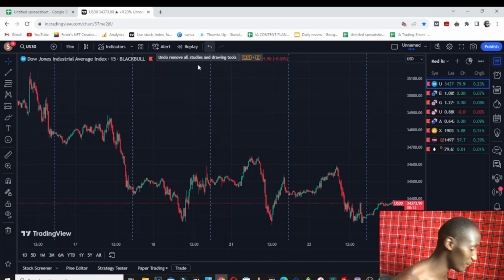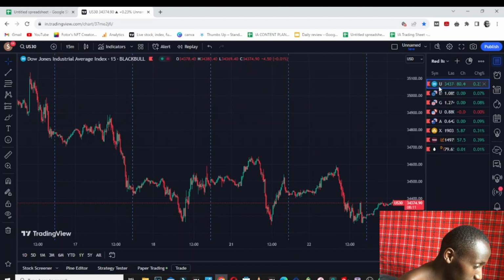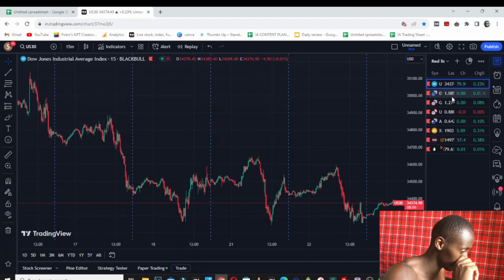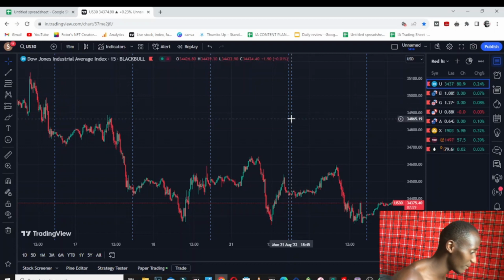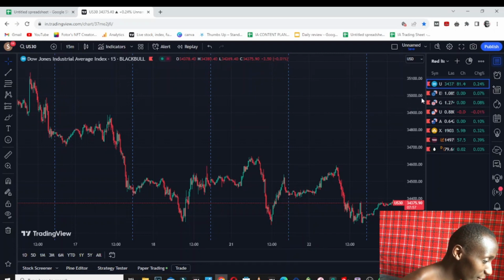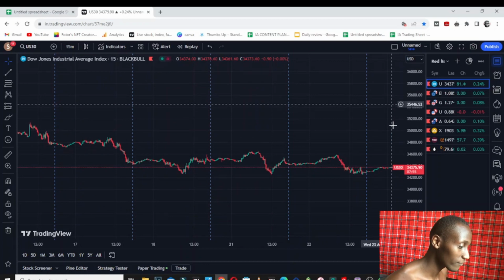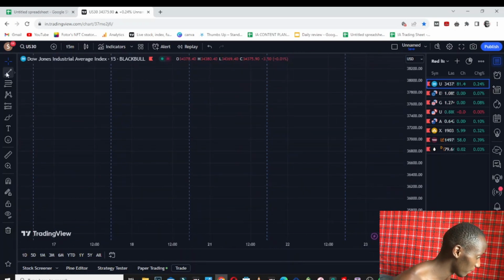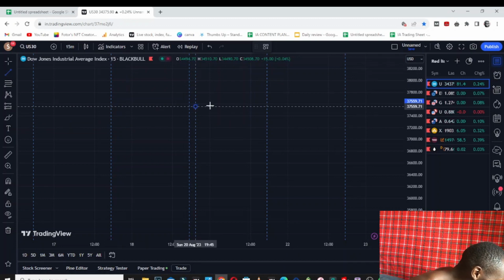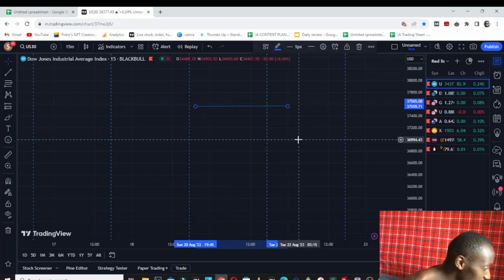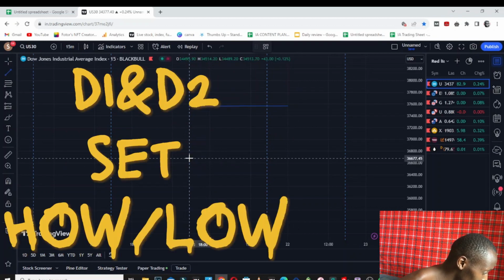The process is simple. We are going to look at all these instruments on my watch list. And you can add even some more, just to make sure everybody understands what you are looking for in the market. So let's cover the basics first. The first thing we've been waiting for is day 1 and day 2, which is Monday and Tuesday. Day 1 and day 2 set the high and the low of the week.